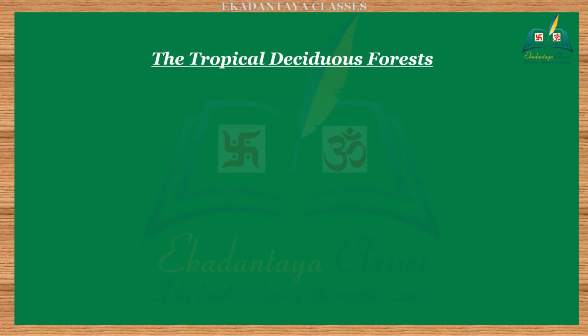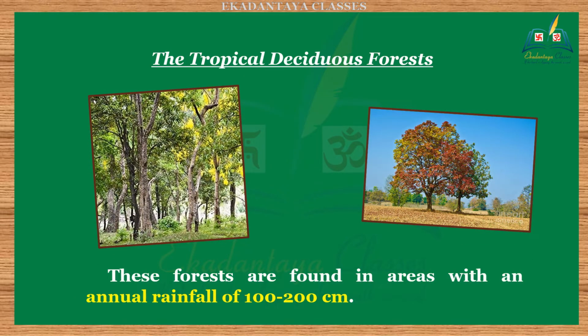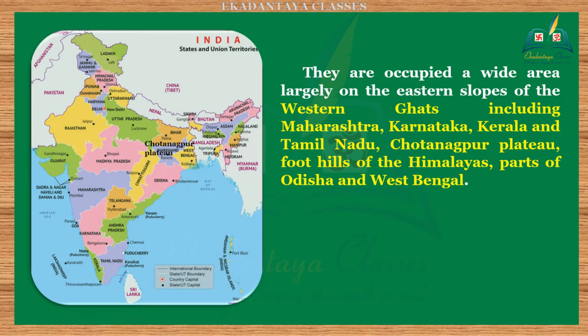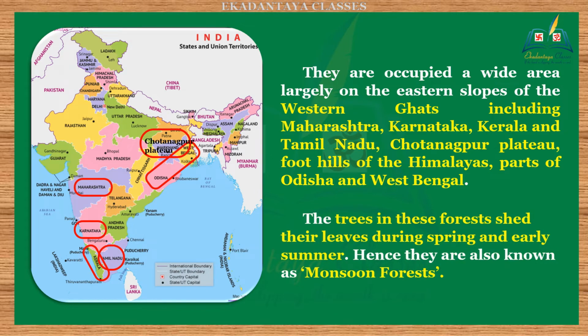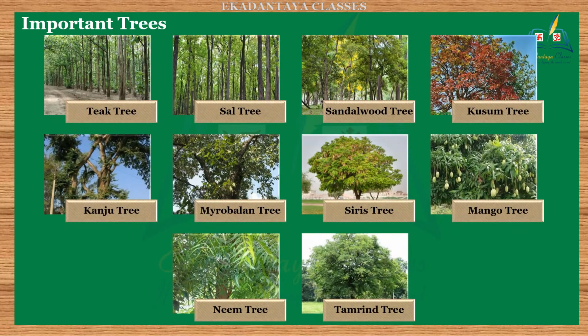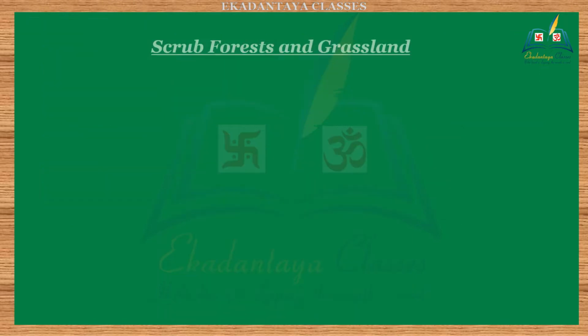The tropical deciduous forests. These forests are found in areas with an annual rainfall of 100 to 200 centimeters. They occupy a wide area, largely on the eastern slopes of the Western Ghats including Maharashtra, Karnataka, Kerala and Tamil Nadu, the Chota Nagpur Plateau, foothills of the Himalayas, and parts of Odisha and West Bengal. The trees in these forests shed their leaves during spring and early summer. Hence they are also known as monsoon forests. The important trees are teak, sal, sandalwood, kusum, kanju, myrobalan, mango, neem, tamarind etc.